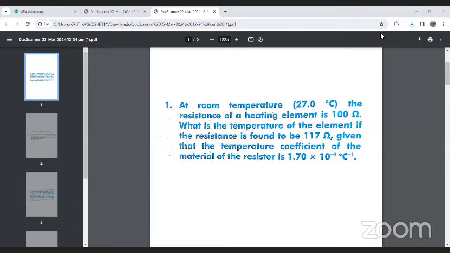Do you remember all the formulas, or should I write all the formulas once? I had told you to make a list. You have prepared the formulas for current electricity. Okay, then we will start with the first question.